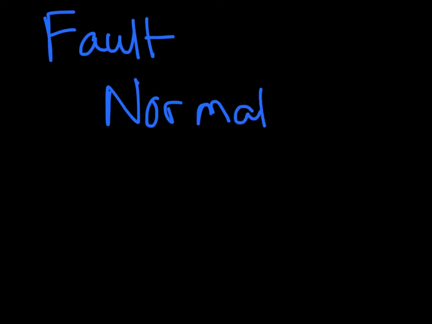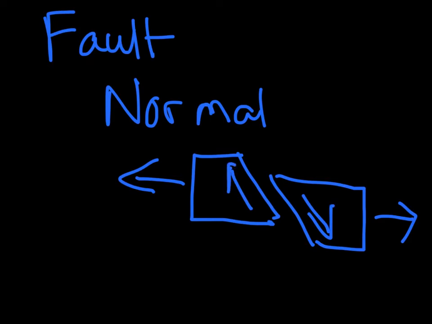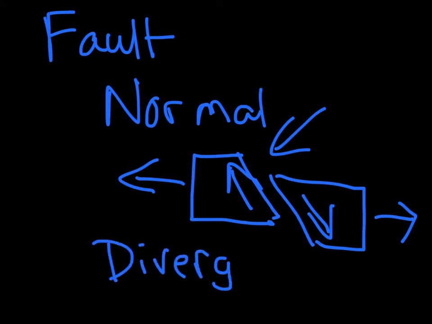Now, a normal fault is where the plates are moving away from each other. So this one's moving in this direction, and this one over here is moving in this direction. And these faults are going to go up and down. You're going to get this sort of a movement. Again, this occurs at plates that are moving apart from each other or away from each other. And so this is, don't forget that key word, a divergent boundary.